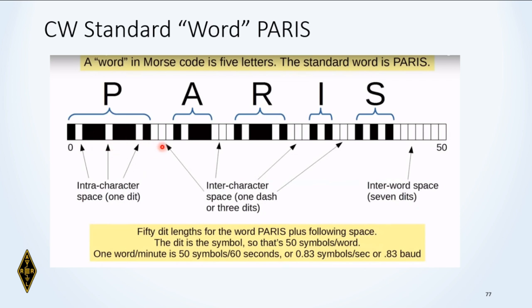In between letters, there's three spaces of silence that are one dot long. Here's A, di-da, three spaces of silence, and R is di-da-dit, three spaces, I, S, and then there's an inter-word space of seven units of silence. You add all of that up and you get 50. So there's 50 units of time there. So if I were going to send it 10 words per minute, for example, that would be the equivalent of sending the word Paris in CW 10 times in 1 minute.